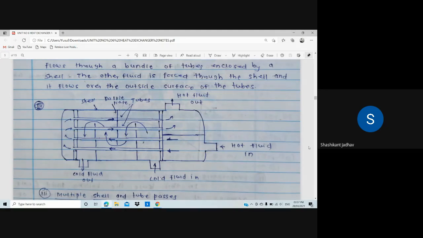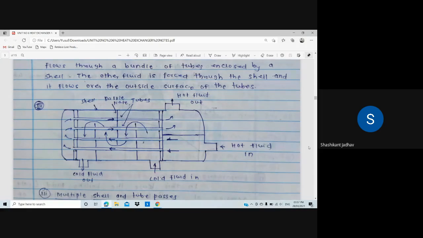Okay, समजले का सगळ्यांना? बघा, शेल म्हणजे काय असणार आहे? शेल इज नथिंग बट इट इज a container, and in that container there are number of tubes, bundle of tubes. So from the tube there is a hot fluid moving, and over that tubes by using the baffles we are supplying the cold fluid. So because of that heat transfer takes place between the hot fluid and cold fluid. This is nothing but shell and tube heat exchanger.